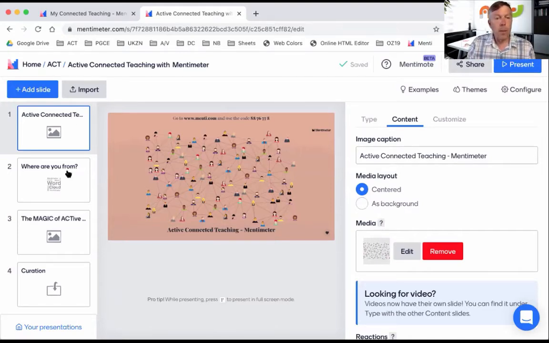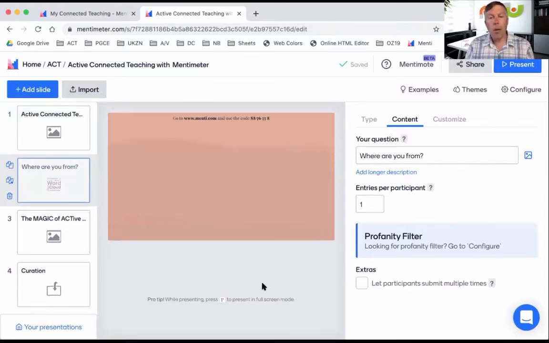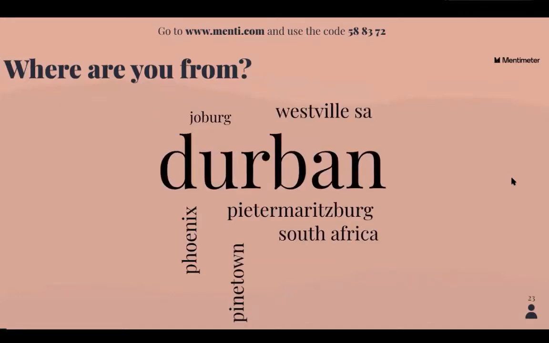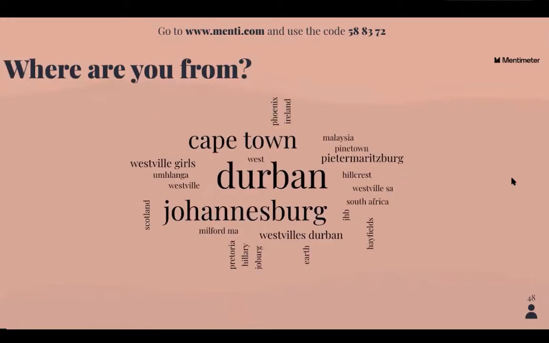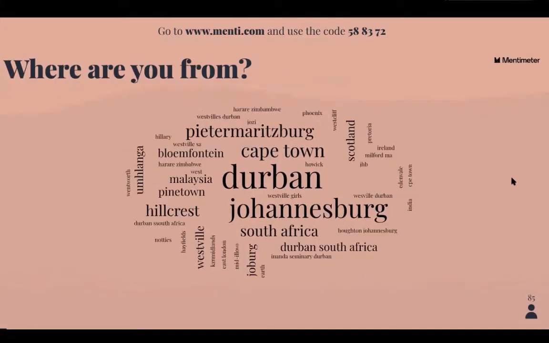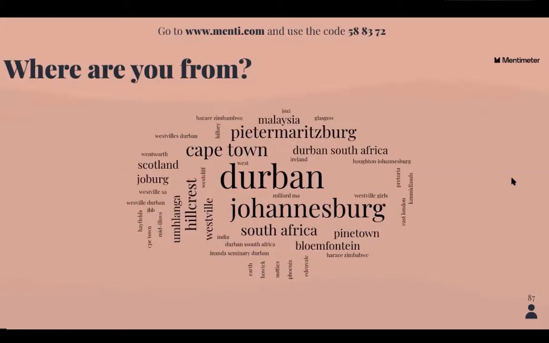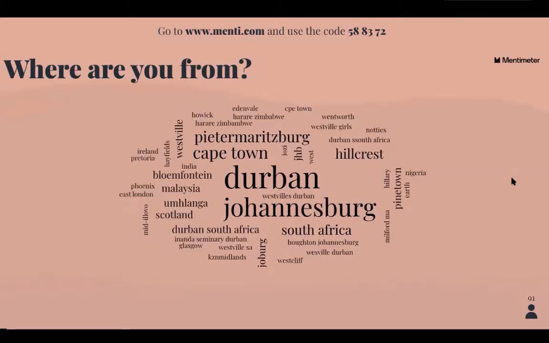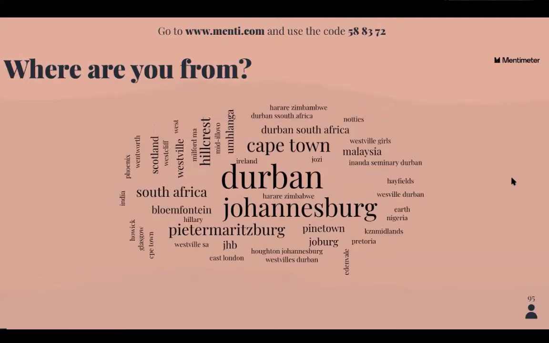Well, one of the great things that Mentimeter allows you to do is to make use of word clouds. Here's a great little warm-up, and I love to use this at the start of a session. Where are you from? All this is going to do is ask them to type in an answer, and each participant can only put in one entry. When they type that in, you'll get a word cloud of everyone's answers.